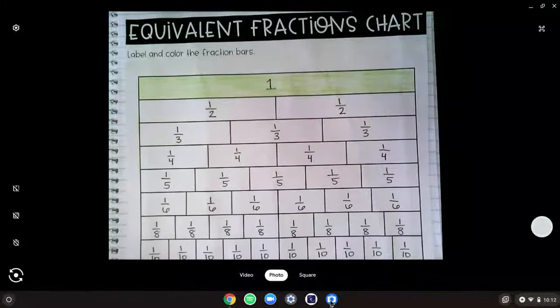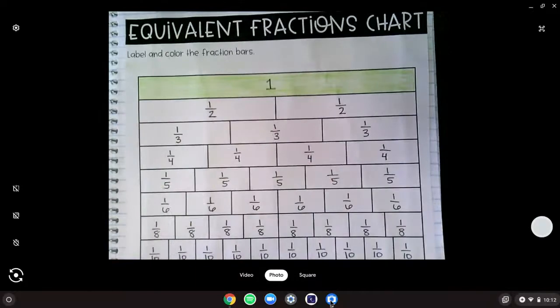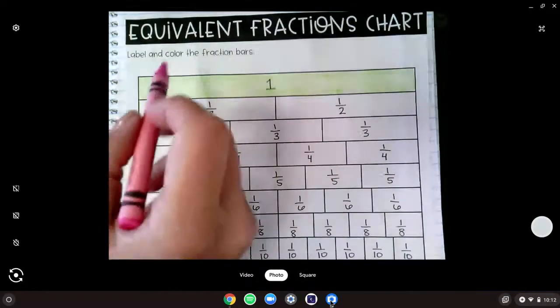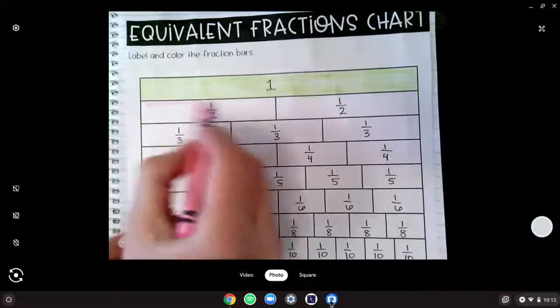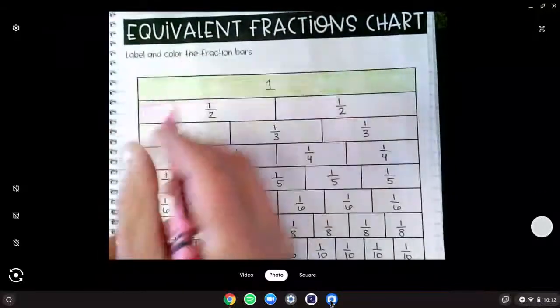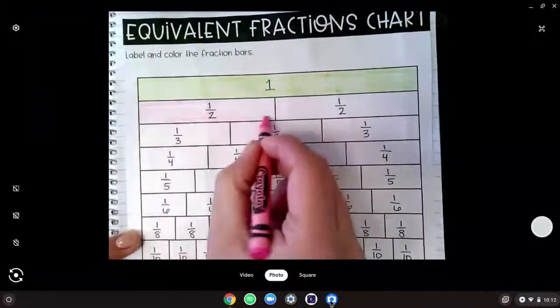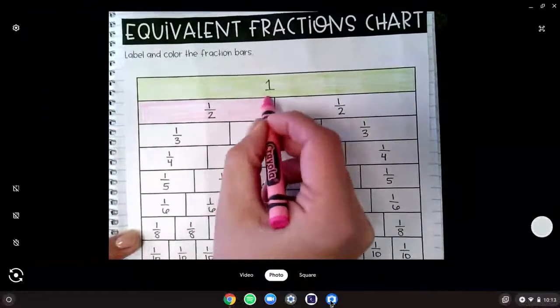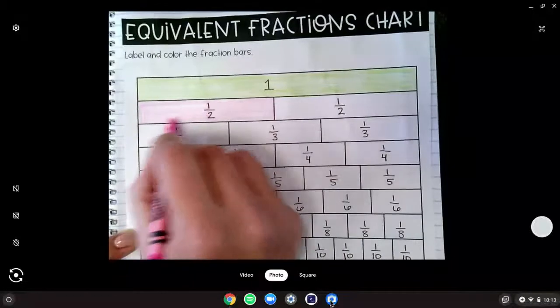All right. Then guess what? We're done with our green. You can put it aside in the box. Next, let's use Mrs. Wells' favorite color, pink. We're going to color in each half fraction pink. So I want to color in 1/2 first. Once I get 1/2 colored in, I want to color my other half.